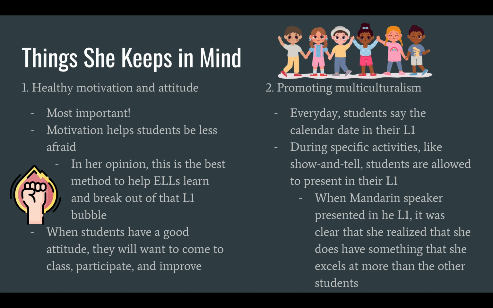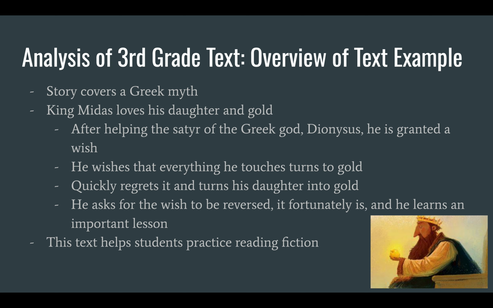So yeah. But now, moving on to the overview of the analysis of the text that she gave me. Pretty much it was a very short story talking about the very famous Greek myth about King Midas and how he wishes that everything he touches turns into gold. And that he later regrets this because his daughter turns into gold, and the Greek god Dionysus is very forgiving and lets him learn from his mistakes.